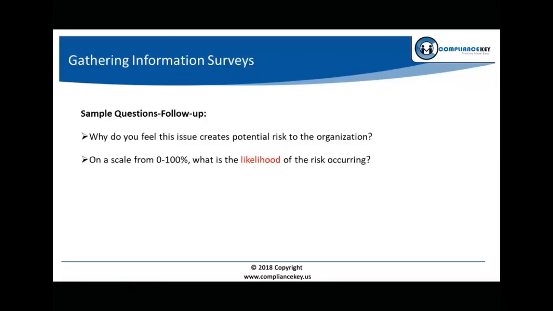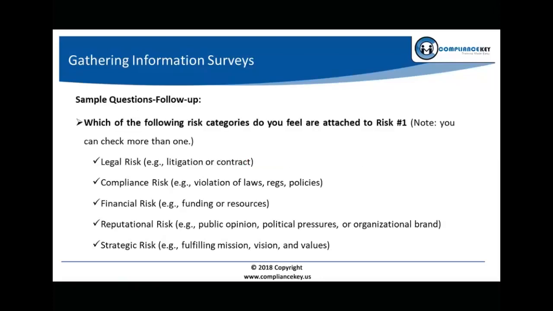And then here's where you got the numbers. So they're assigning a level from 0 to 100%, what they think the likelihood of the risk occurring is. And again, that's just to give you a guidepost of how serious they think the particular issue is.